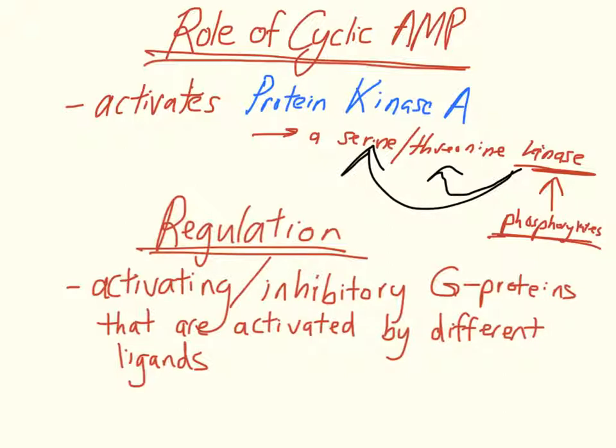And how are cyclic AMP levels regulated? Well, there are activating and inhibitory G proteins that are activated by different ligands and will cause the increase or decrease in cyclic AMP levels.